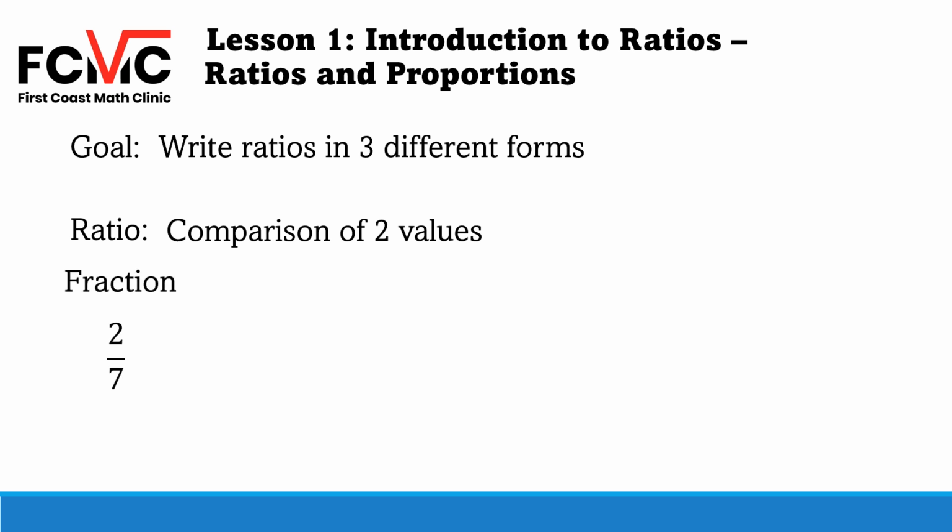We can compare that as a fraction. For example, our typical way as a fraction bar, so a fraction 2 over 7, using the punctuation, a colon, so 2 colon 7, or then just the word "to", so 2 to 7. So 3 different ways we can write our ratio. In this video, we're going to go through writing our ratio as a fraction, using the colon, or using the word "to".